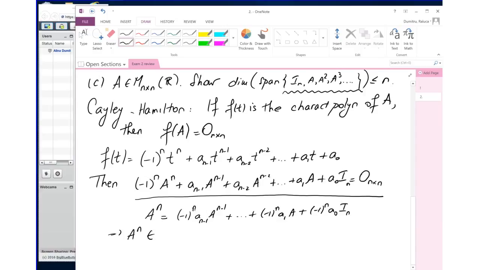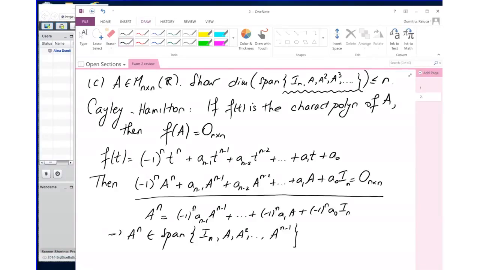So a to the n is actually in the span of identity, a squared, a to the n minus 1. Okay, but that set there was going past a to the n, right? So a to the n, yes, we can eliminate that. What about a to the n plus 1? Can we say the same thing about a to the power n plus 1?